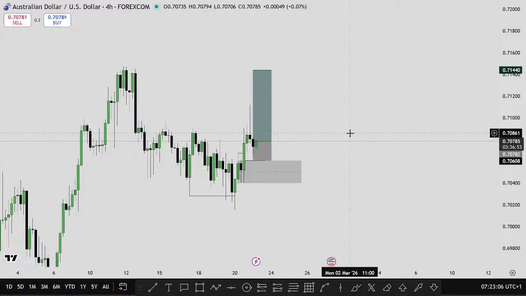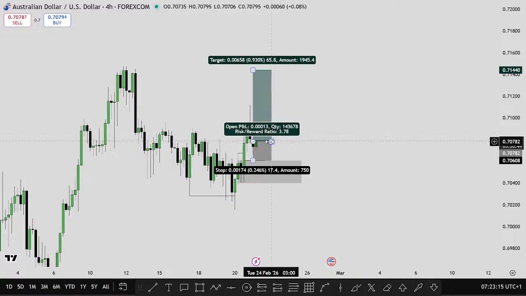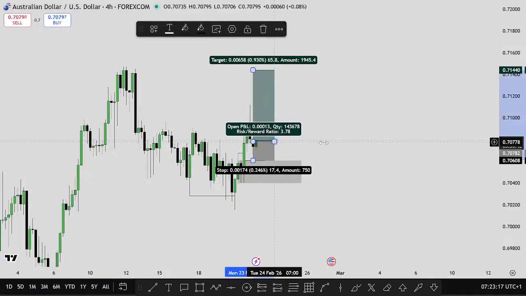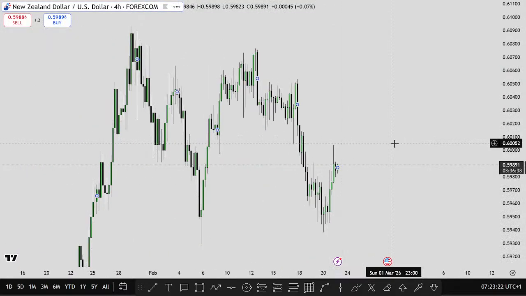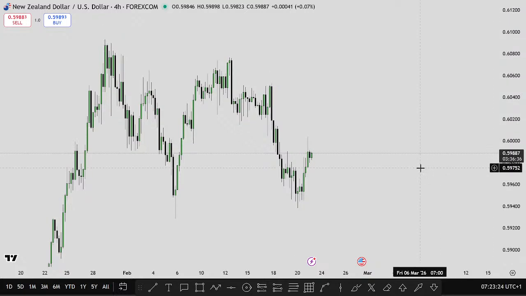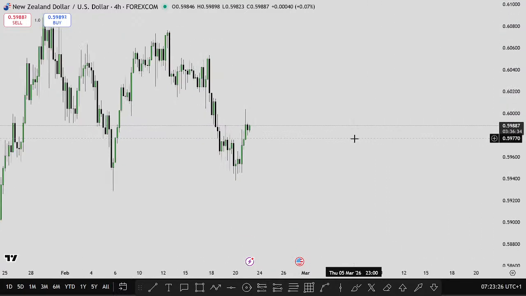So I guess for those of you who want to buy, or have already bought, let's just go on to the next one. So that's on AUD by the way. I'm going to be waiting for it. Let's see how it plays out. Then the next one is on NZD. Let's see, what is it doing?